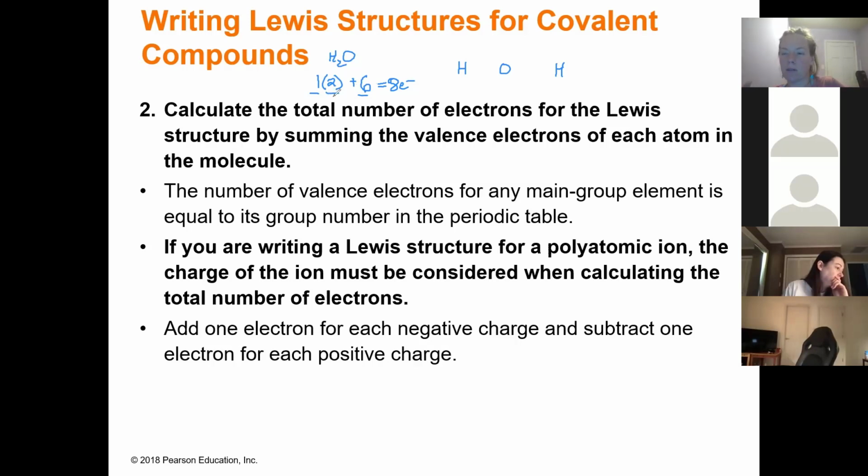Transition metals and stuff, it's not really going to affect you. So don't worry about that. Okay. So I have 8 valence electrons. That means that when I finish my structure, it has to have 8 electrons arranged in some sort of order. I can't have 10 electrons. I can't have 6 electrons.